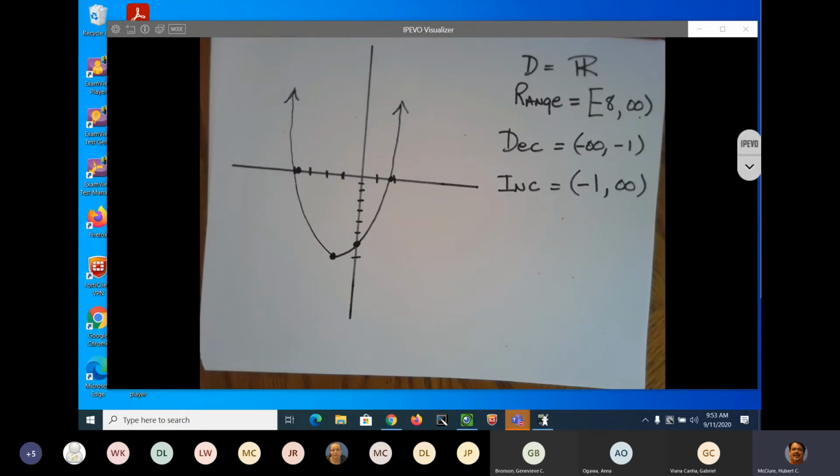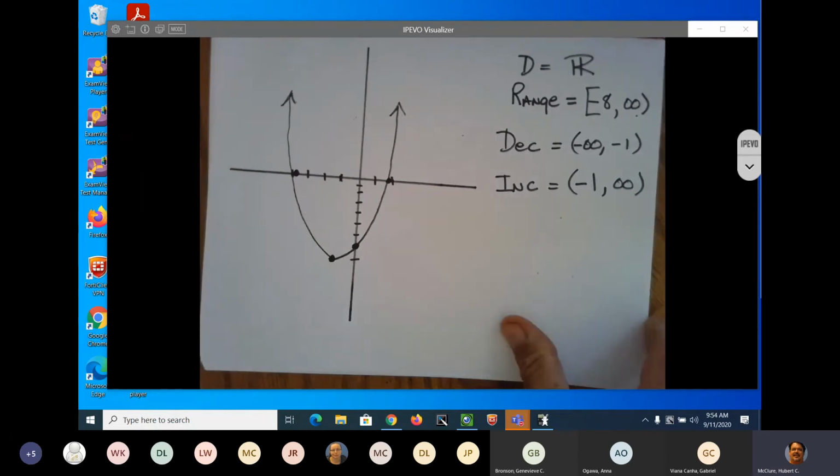Okay, open up for questions. This is level 1 or 2, so it's pretty simple. So if you've got questions, you better ask them now. Okay. All right, so we're moving on. Level 3.